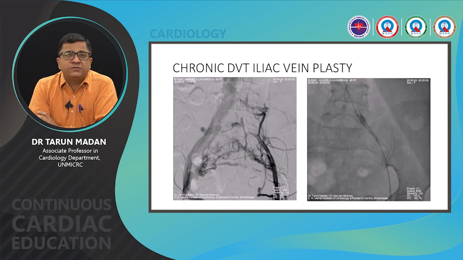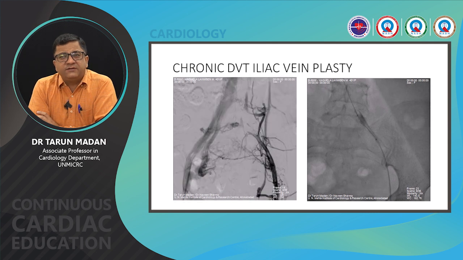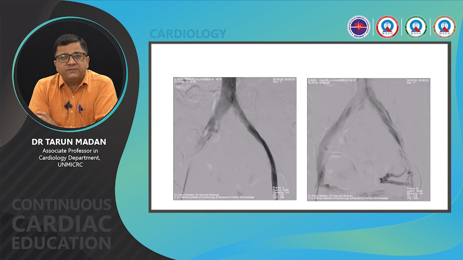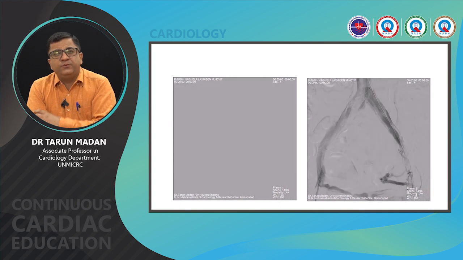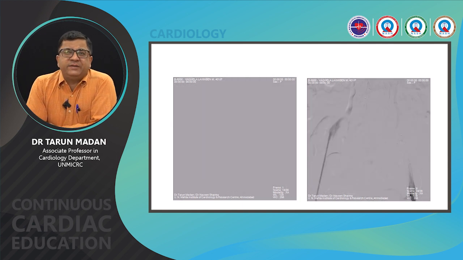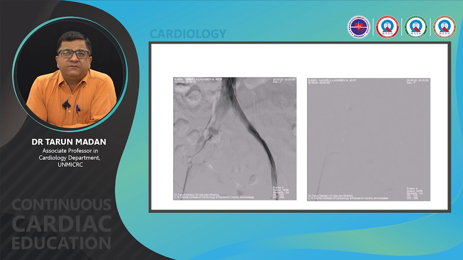This patient shows a chronically occluded left iliac vein. In the second picture we can see the left common iliac vein is totally occluded, the left external iliac vein is small, and there are multiple collaterals. So now after the balloon angioplasty, you see the first picture shows a beautiful recanalization, and in the second picture there is a stent placed in the common iliac vein, which has given rise to very good antegrade flow, and the limb swelling has resolved.